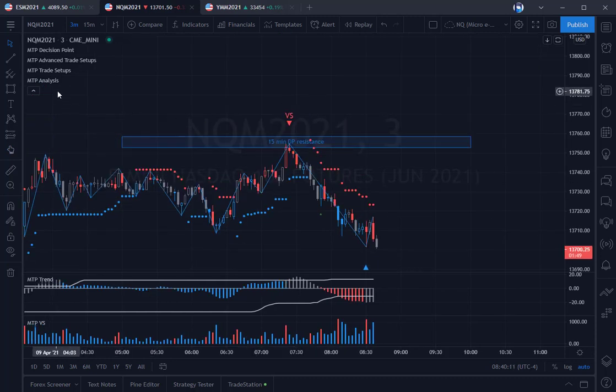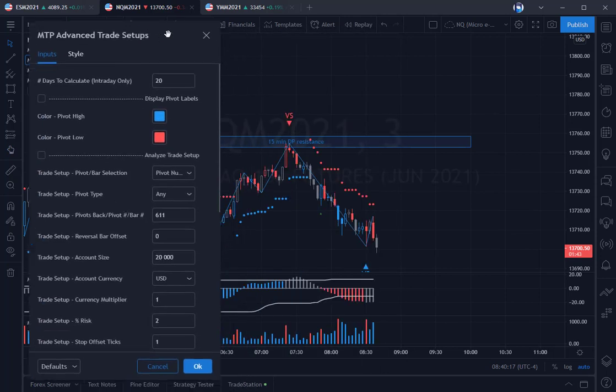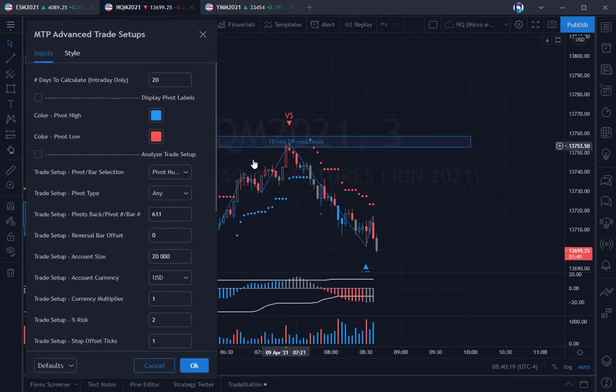So let's just place the analysis on this. So this is an advanced trade setup, the VS. So I'm just going to open the script up. Now, if this was happening at the time, you could basically be able to use the last pivot.